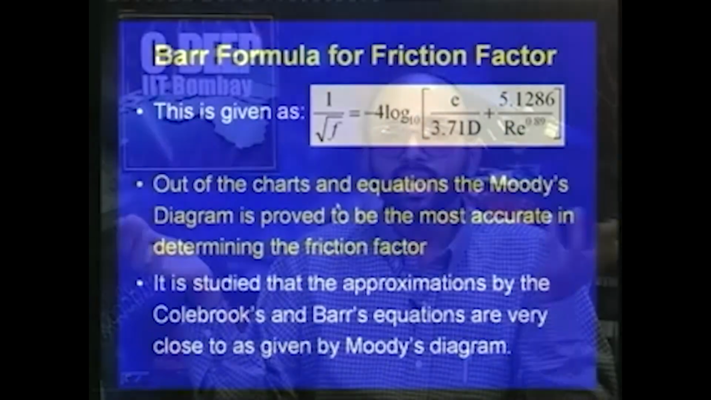So, in most of the pipe design and analysis, we can use Moody's diagram to get the friction factor with respect to the Reynolds number and the relative roughness, since Moody's diagram is found to be one of the most accurate charts available, and its results are very similar to what we get from the Colebrook equation or the Barr's equation. So, in most pipe design, we can use either the Moody's diagram or the Colebrook equation.